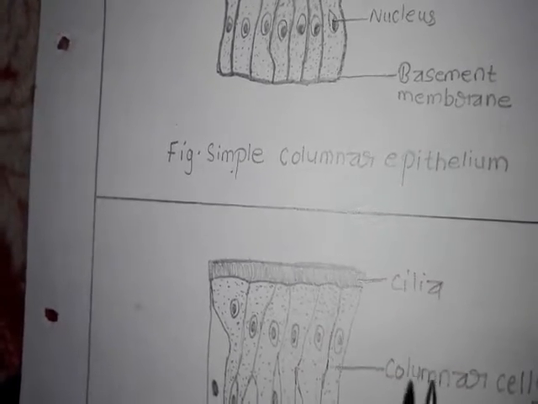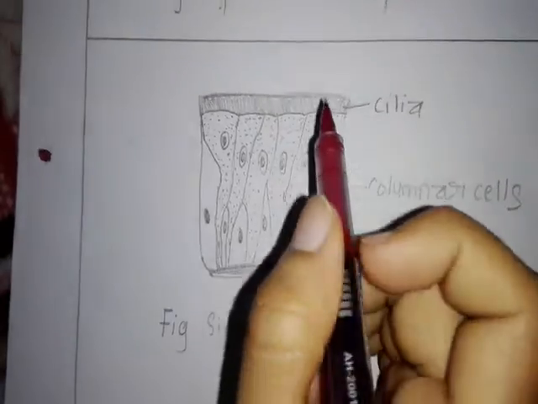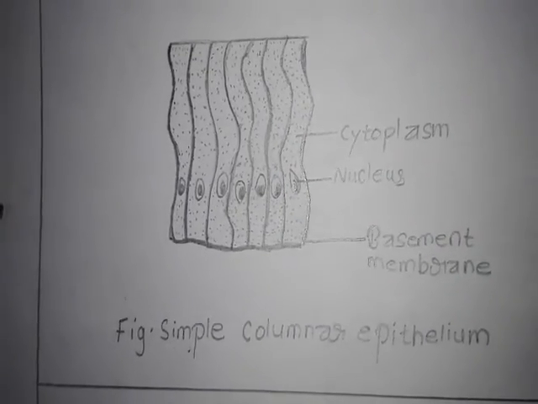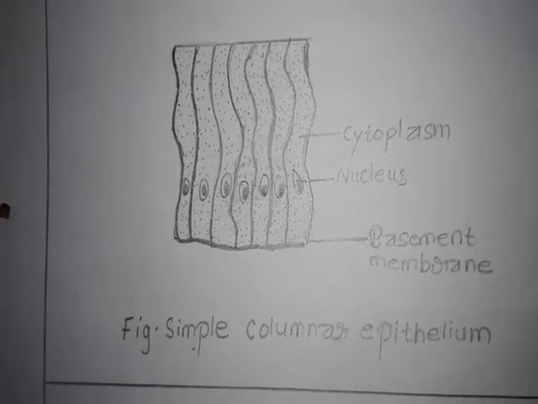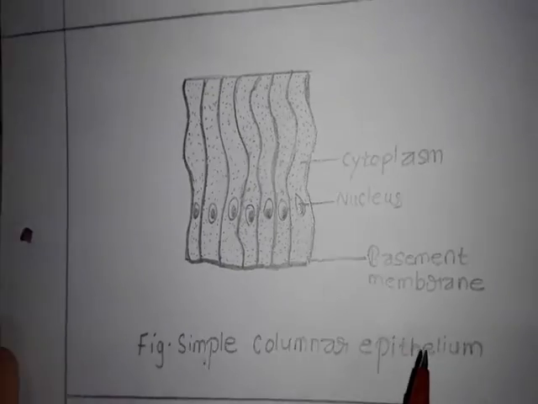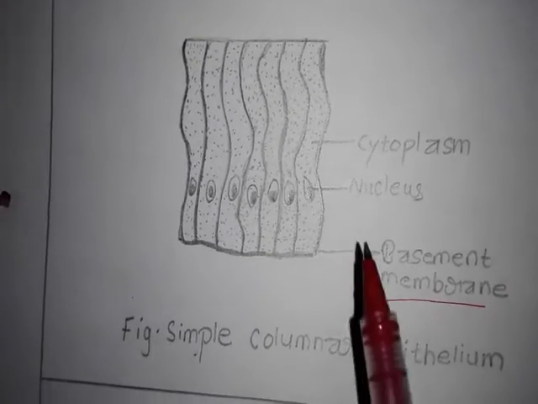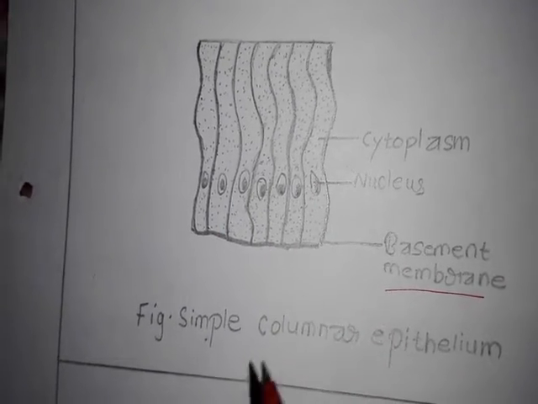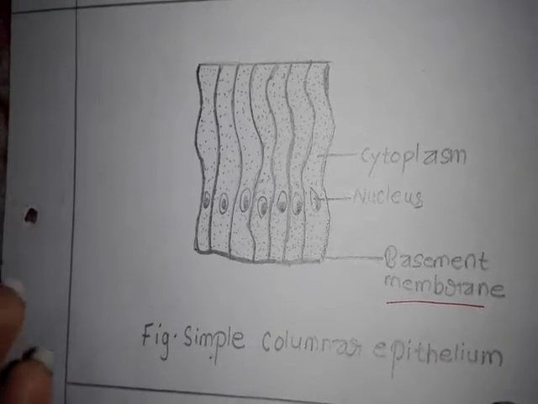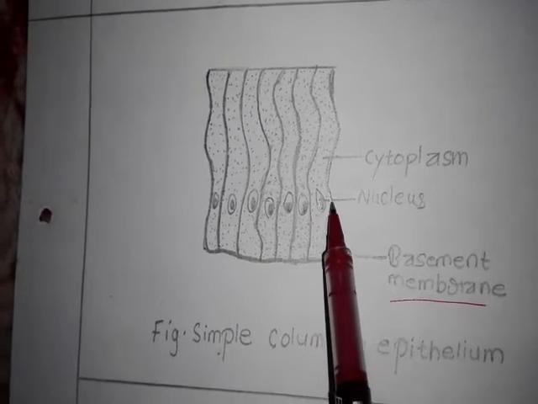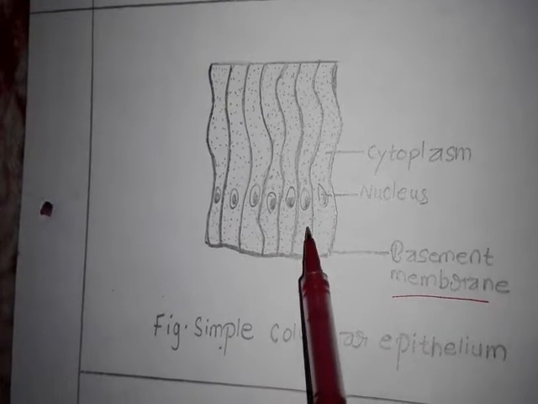Now, simple columnar epithelium tissue. These cells have a large, tall, column-like appearance called columnar cells. Cells are placed side by side, forming a layer. These cells rest on a basement membrane. The nucleus is somewhat elongated. Since it is a columnar cell, the nucleus is automatically elongated. It is present near the base of cells.